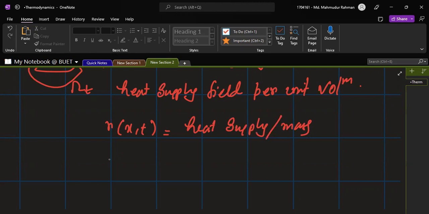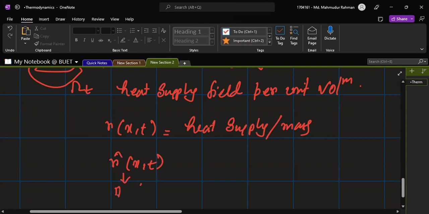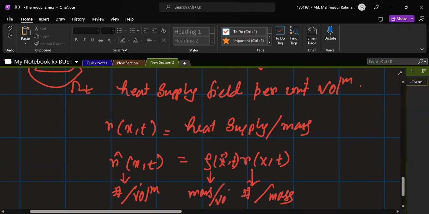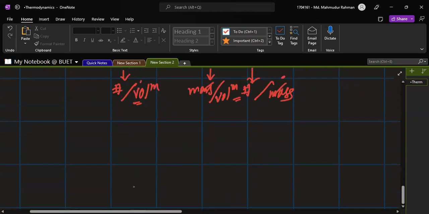So the relationship between R hat and R is as follows: R hat is the heat supply per unit volume, and R of x, t is the heat supply per unit mass. If we want to go from per mass to per volume, we have to multiply with the density field rho of x, t, because it has a unit of mass per volume. So we can cancel these masses, and what we yield is per volume, which is our left side.